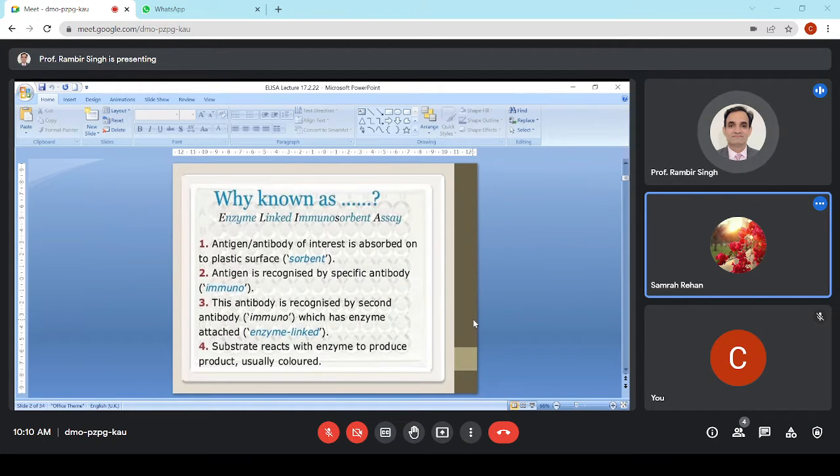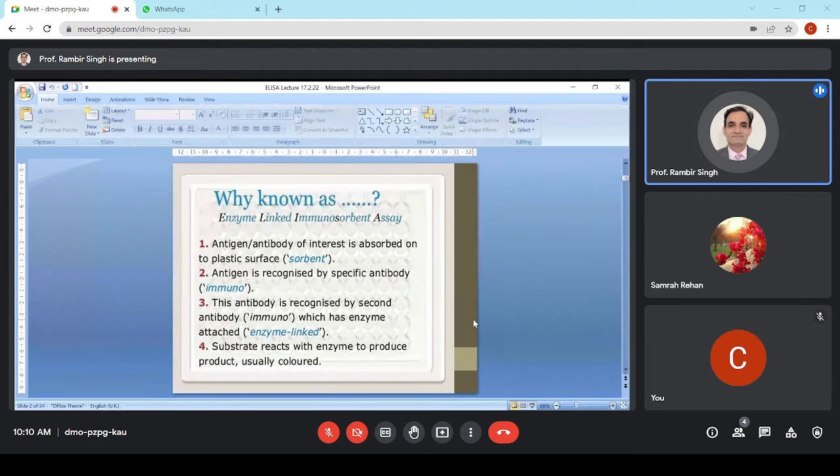Now the antibody is recognized by a secondary antibody which has an enzyme attached. That's why it is called enzyme linked. Then the substrate of this enzyme is poured in the well, and there will be a reaction which generally leads to color generation. In ELISA we have color generation.